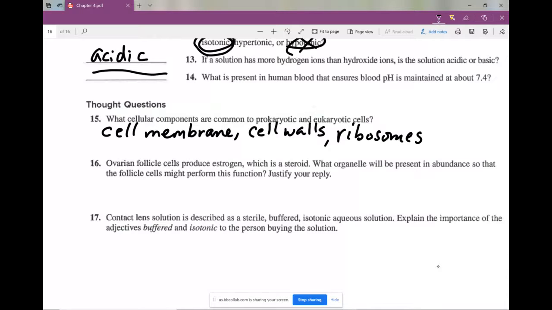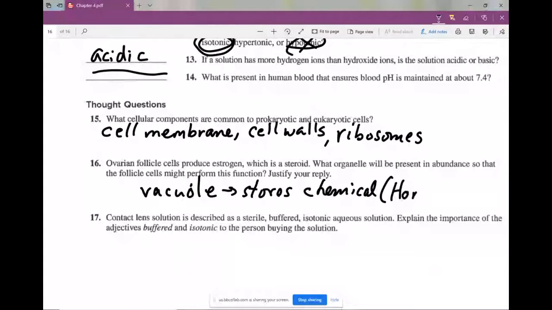Let's see, ovarian follicle cells produce estrogen, which is a steroid. What organelle will be present in abundance so that the follicle cells might perform this function? The answer would be a vacuole, which stores hormones. You can put that into a nice sentence.